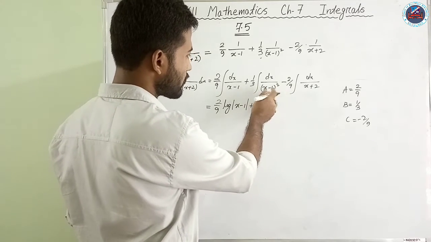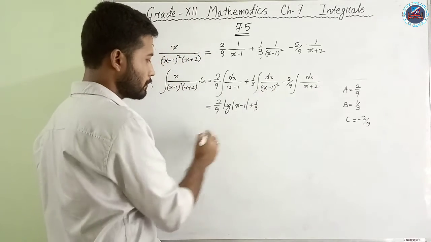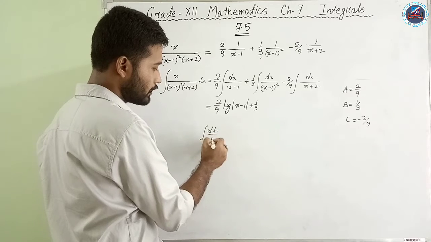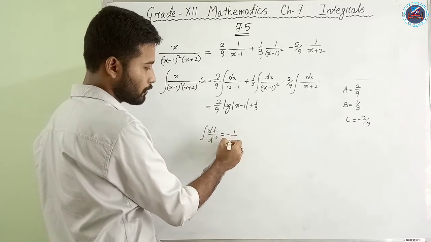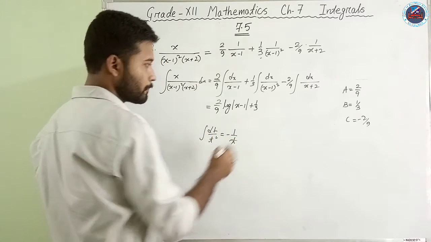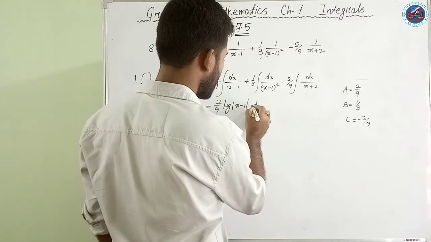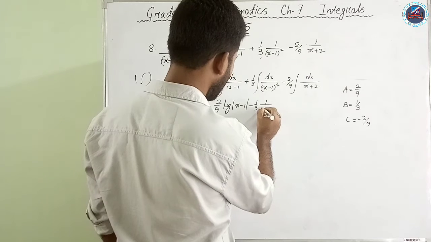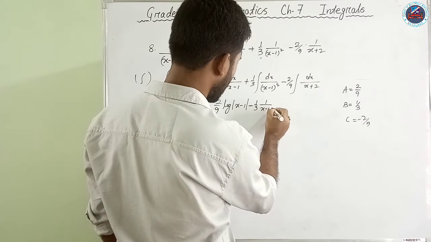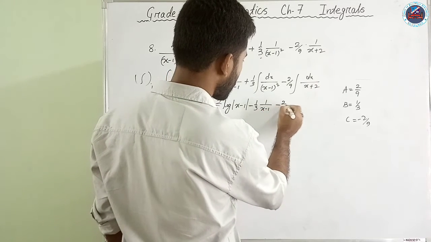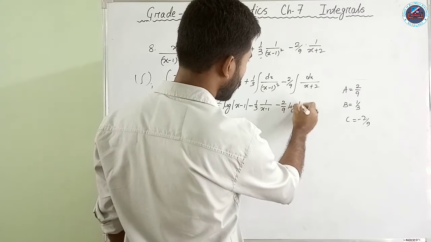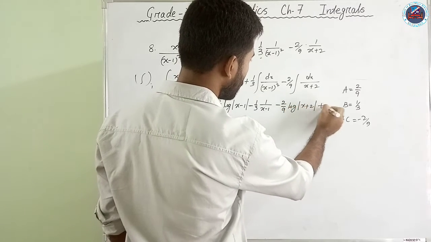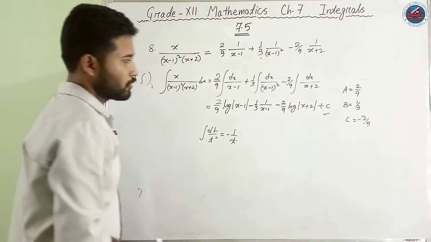Now if we substitute x minus 1 by t, this will behave as integration of dt by t square, and that is equal to what? Minus 1 by t. So this will give us, in place of this plus I shall write a minus here, and this will be 1 by, in place of t replace it by x minus 1, minus 2 by 9 log mod (x plus 2) plus c. So this is our answer.